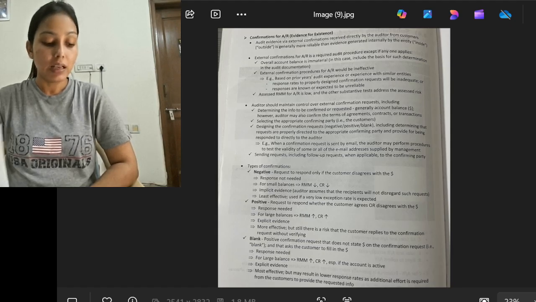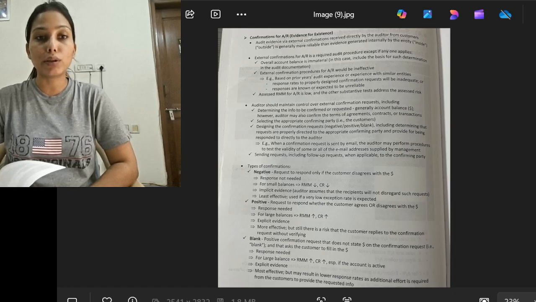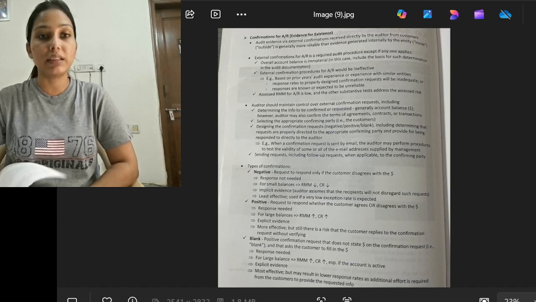Also, the assessed RMM for AR is low, and other substantive tests are responsive to the assessed risk. So if RMM is low, in that case also there is an exception that the confirmation need not be sent to the customers.